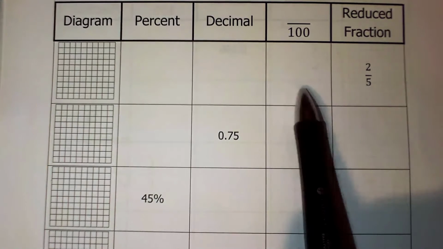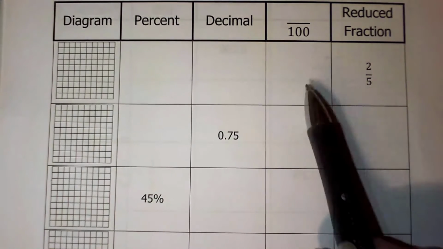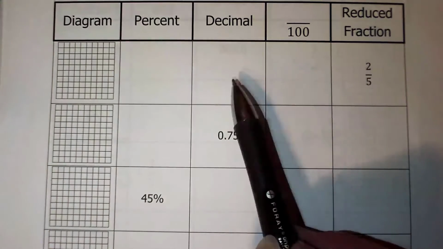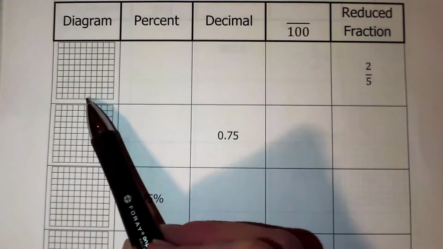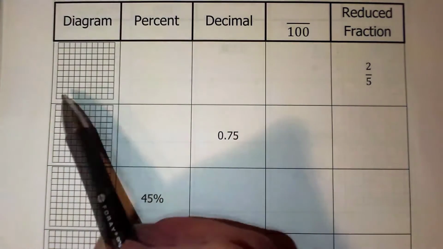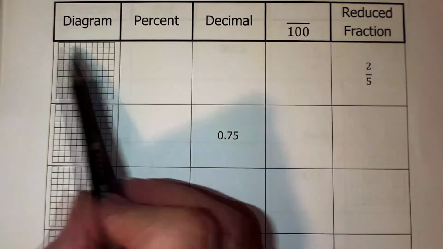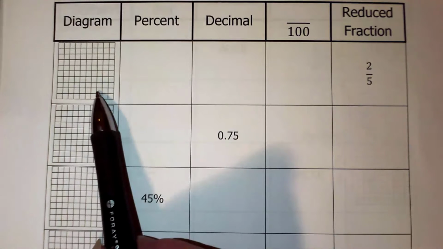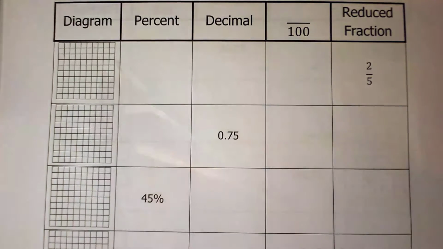You have to find the equivalent fraction if the denominator was 100, and a decimal and a percent, and then illustrate it on this 100 grid. There's 100 little spots. It's 10 by 10, so there's 100 little spots. This is a whole, and by shading it in, you can represent a percent.